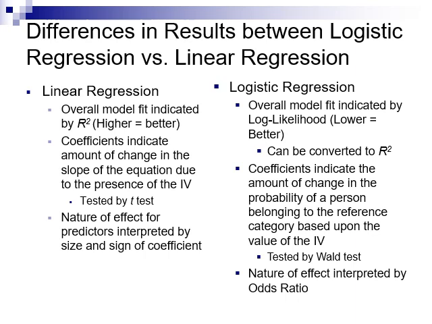In linear regression, the coefficients indicate the amount of change in the slope of the equation due to the presence of the IV, and these are tested by t-tests. In logistic regression, the coefficients indicate the amount of change in the probability of a person belonging to a referenced category or not in that category, so one group or the other, based on their value in the IV, and this is tested by the Wald chi-square test. In linear regression, the nature of the effects for predictors is interpreted by the size and sign of the coefficient. In logistic regression, the nature and effect is interpreted by the odds ratio generated from that coefficient.